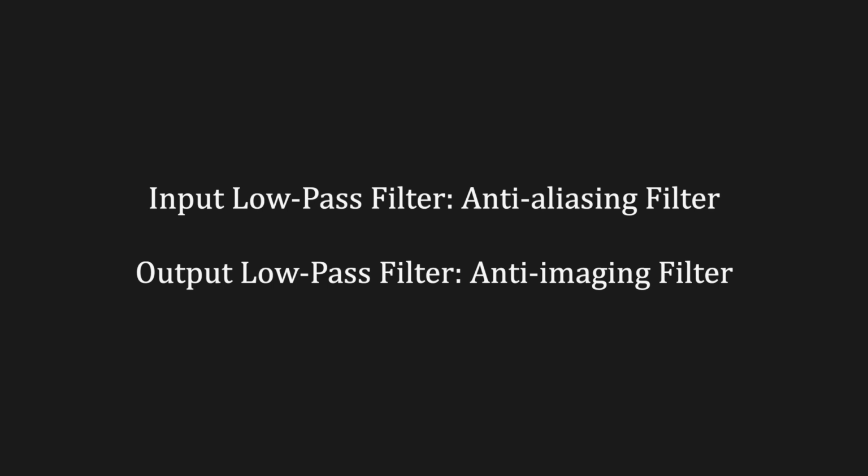In a digital audio system, the first and last circuits are low-pass filters, called the anti-aliasing filter at the input and the anti-imaging filter at the output. Though they look similar in design, they serve different purposes. Modern systems often use digital filters with oversampling instead of old brick-wall analog filters, but a simple analog low-pass filter is still used at the final output stage.